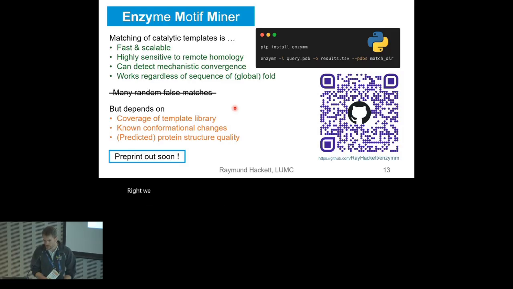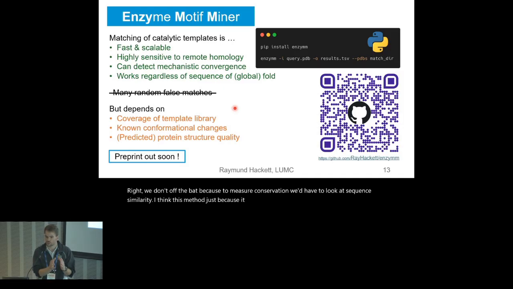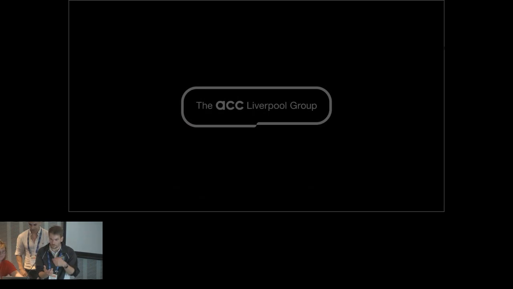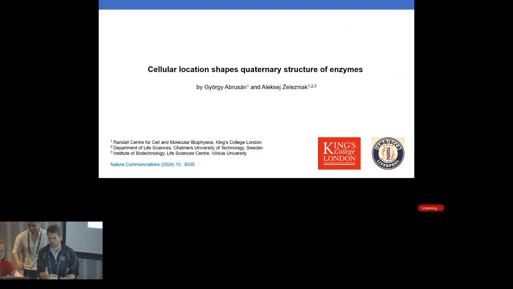Right. We don't off the bat, because to measure conservation, we'd have to look at sequence similarity. I think this method, just because it is orthogonal to alignment-based methods, makes it very complementary. So we purposefully wanted to keep all the sequence information out of this method, but you're happy to include other scores of global fold similarity or sequence similarity, including conservation scores.